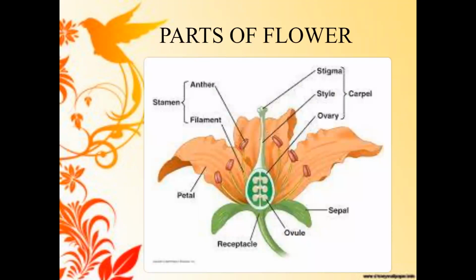So these are the parts of the flower. We discussed the stamens in the previous class, anther and filament. The petals and sepals are the non-essential parts of the flower, and the essential parts are stamens and carpels. Today we are going to discuss the carpel: stigma, style, ovary. It is nothing but the megasporangium or ovary, the structure of the carpel. The carpel consists of three major parts: stigma, style and ovary.